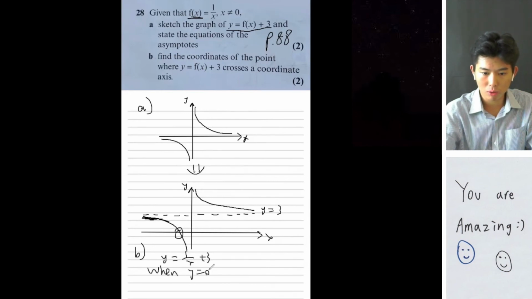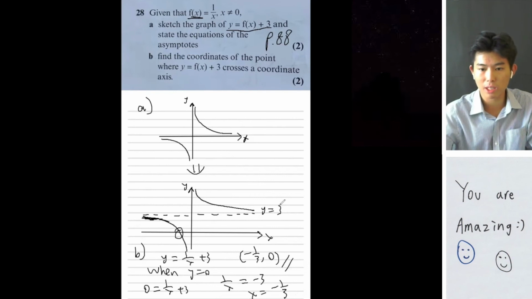When y equals 0, 0 equals 1 over x plus 3. And 1 over x would be equal to negative 3. x would be equal to minus 1 over 3. And the coordinate would be minus 1 over 3 and 0. And that would be the answer for question 28.